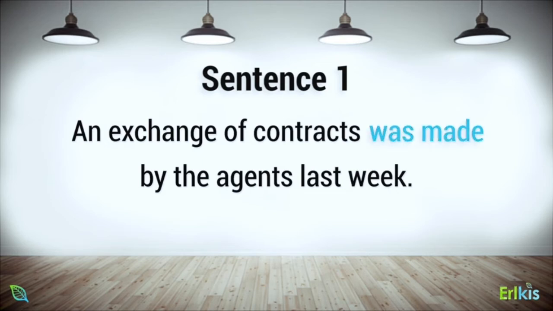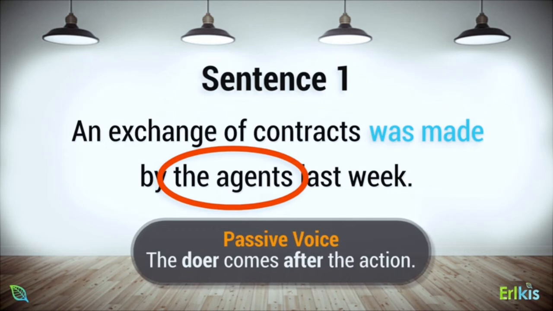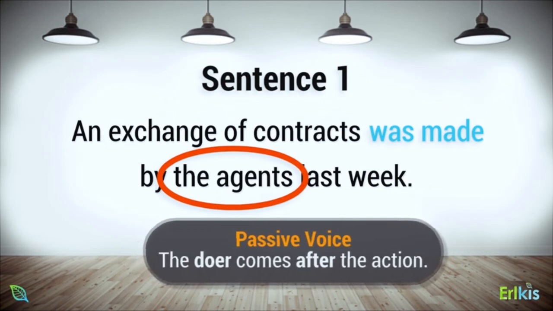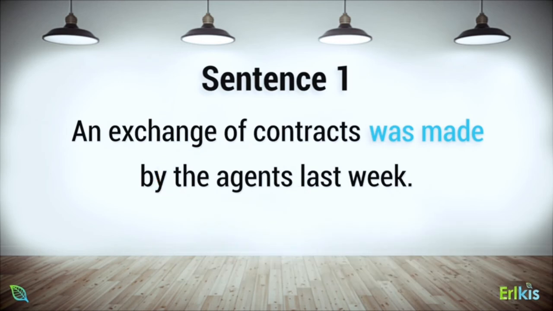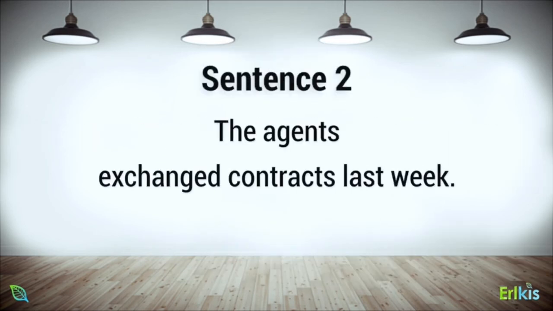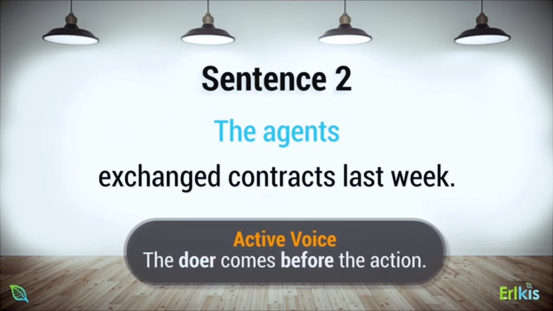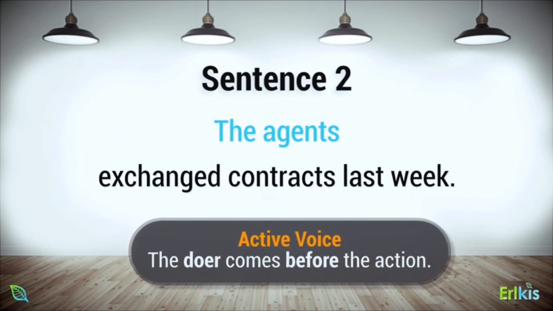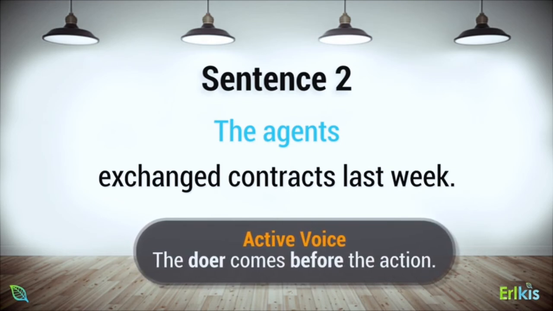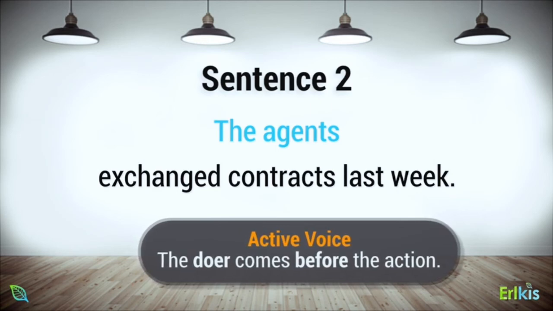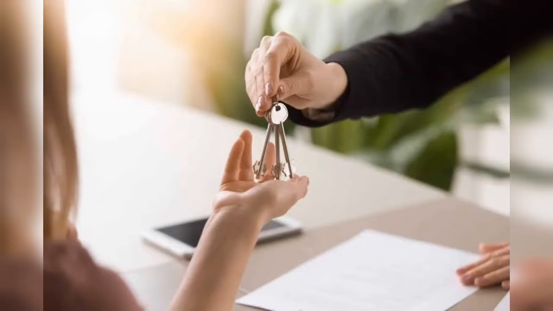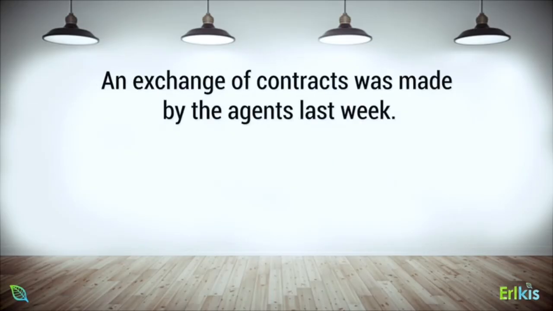The first sentence is what we call the passive voice. The phrase was made is the action. Who did the action? The agents. In the passive voice, the information about the doer comes last. In our second sentence, this information is right at the beginning of the sentence. So the doer is at the front, okay? And that's the agents. So we think in the active voice, we plan in the active voice, and we naturally also speak in the active voice.